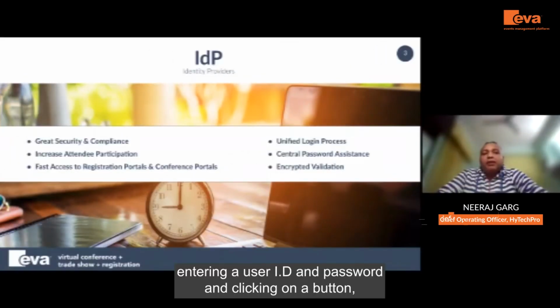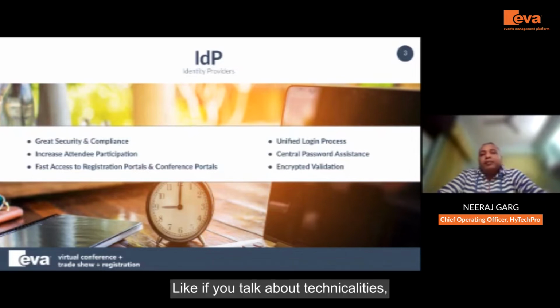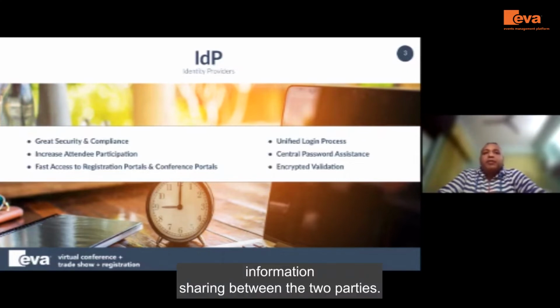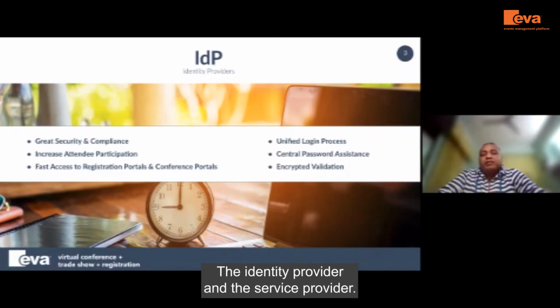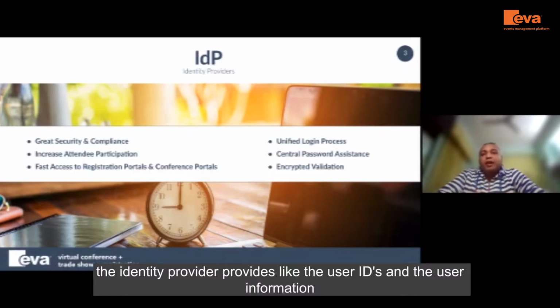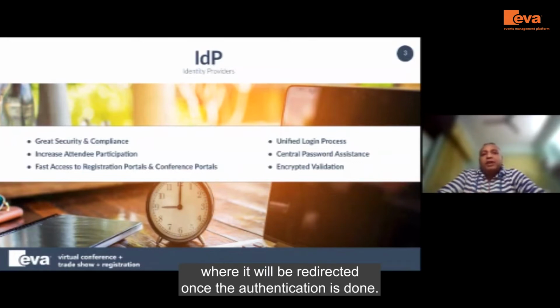When we are talking about entering a user ID and password and clicking on a button, that is something an end user is seeing, right? But if you talk about technicalities, there is something involved called information sharing between the two parties, the identity provider and the service provider. So the service provider will have to enter some information that the identity provider will provide about their user IDs and the user information, which would be very limited. And then they will give some kind of URLs where it would be redirected once the authentication is done.